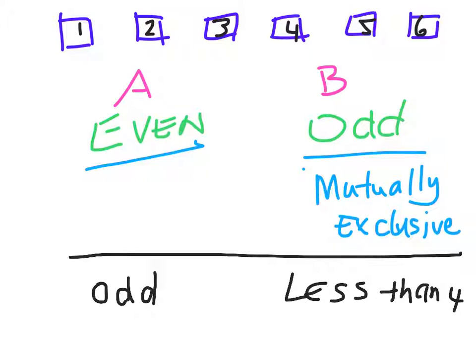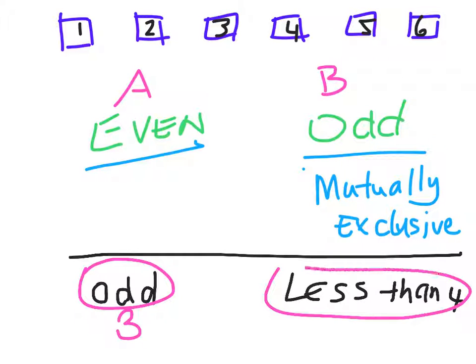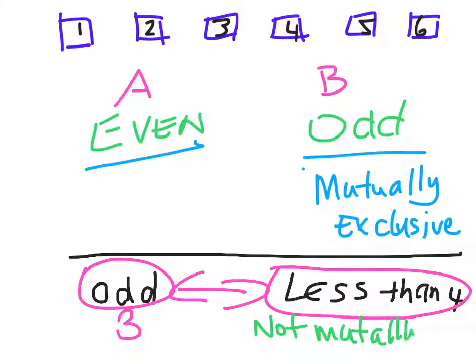Let's work it out. In this case, what we're saying is that if we were to roll, let's say, a 3, up here we were to roll a 3. What we're saying here is that it is odd, and because the 3 is less than 4, it can also be less than 4. So it falls in both categories. So this is said not to be mutually exclusive. So not mutually exclusive.